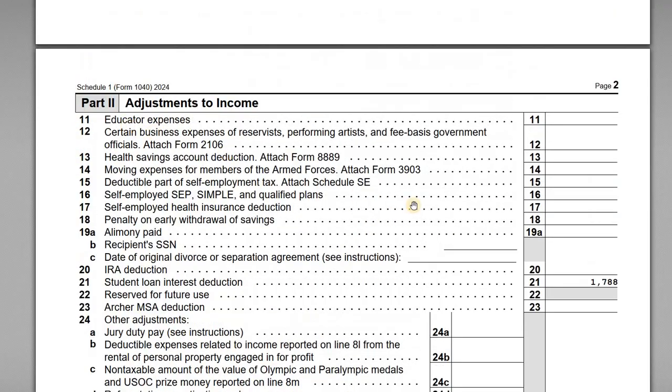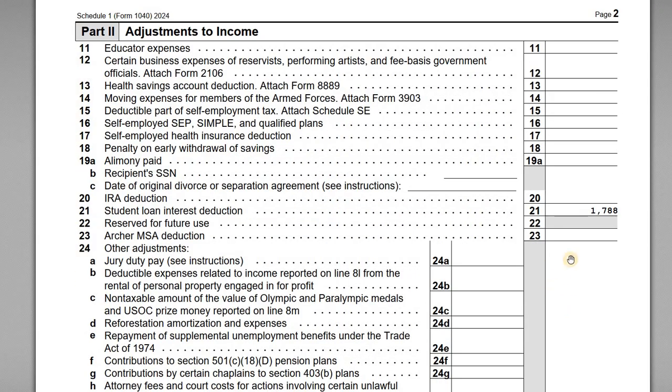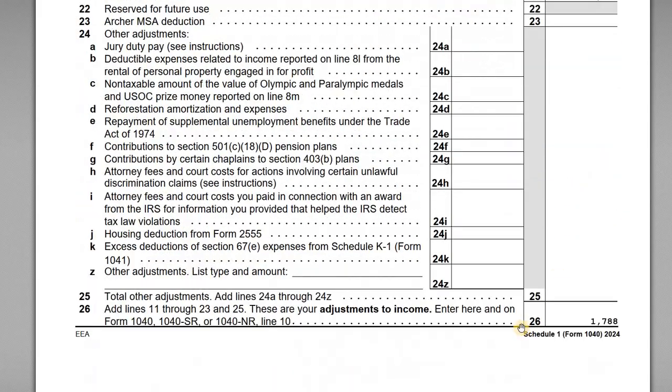Scroll down to Part 2, Adjustments for Income. Enter the 1788 there on line 21. And then at the bottom here, we'll have the total of 1788. So it asks us to add 11 through 23 and 25. These are adjustments to income. Now enter this value on the 1040, line 10.